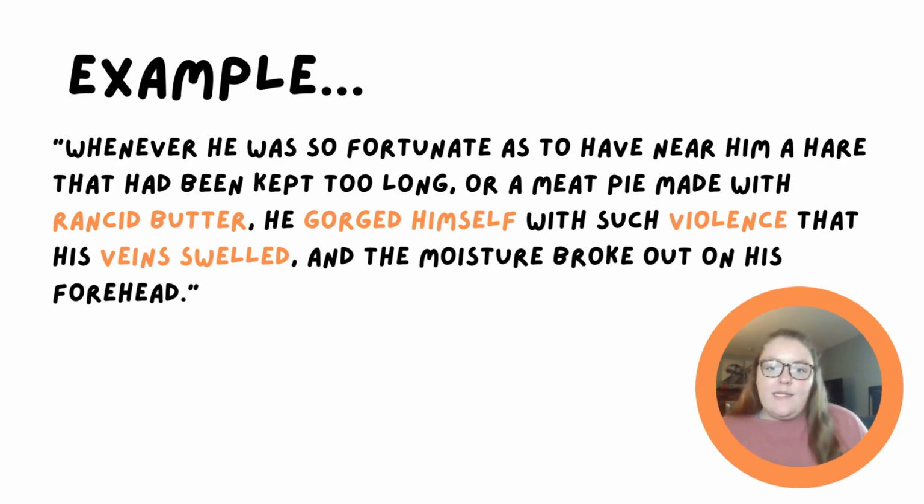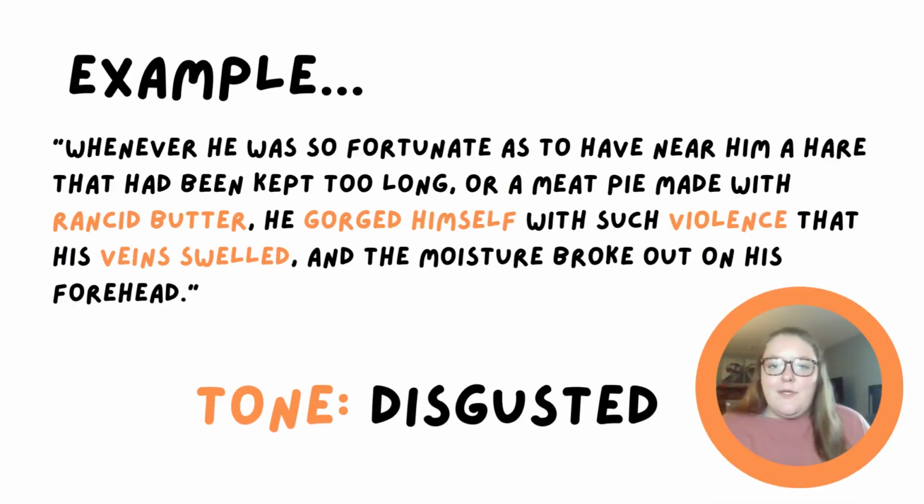Words like rancid, gorged, violence, and swelling veins all create a very distinct picture. Therefore, if I was to do a tone analysis on this passage, the tone that I would identify would be disgusted. Clearly, the speaker has an unfavorable attitude towards the subject of this passage. It describes him eating rancid food, that he gorges himself violently, that his veins swell and he sweats. In other words, the speaker is clearly a little disgusted by this person. Therefore, the tone is disgusted.